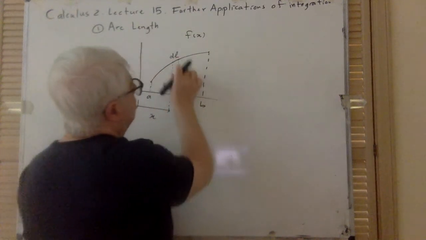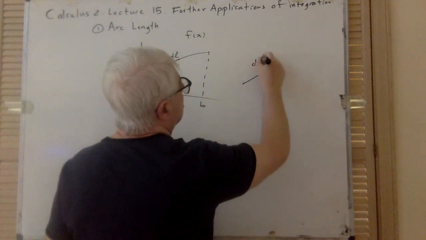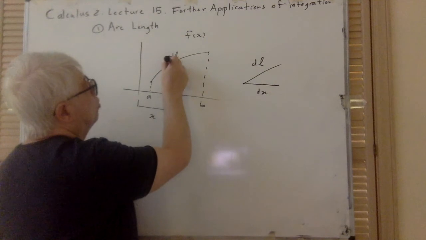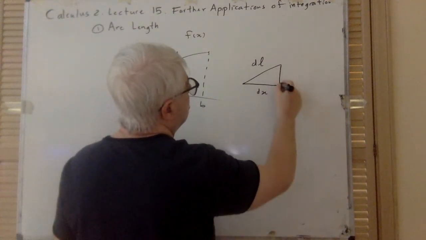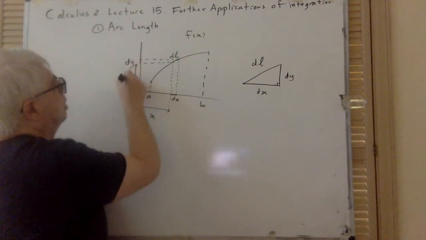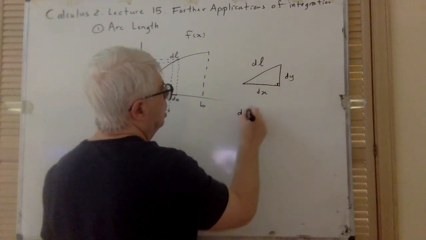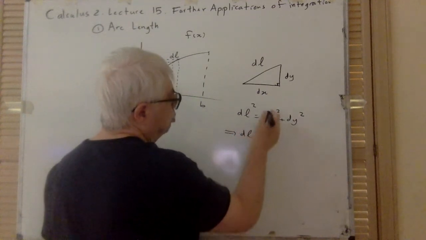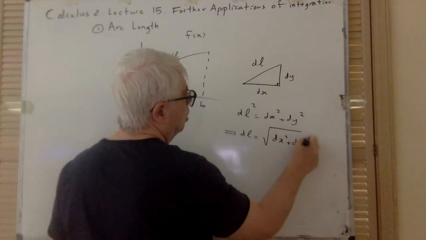So let's magnify. First of all, since dx is so small, this dl is like a small line segment. So the dl looks like this. On this side I have dx, and if I go forward by dx, then on the y-axis I have gone forward by dy. So now I have a right triangle here, and we know that dl squared is dx squared plus dy squared. So dl is plus or minus the square root, but since length is positive, I'll just take the square root of dx squared plus dy squared.